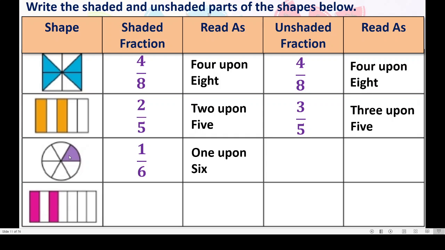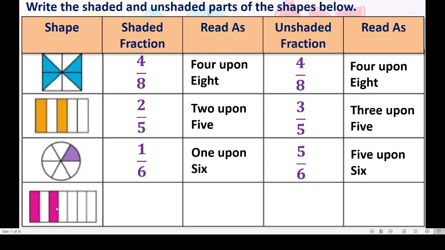And about the unshaded fraction, out of 6 only 1 is shaded, which means 5 are not shaded, or they are unshaded. So the answer is 5 upon 6, and read as 5 upon 6. Correct? Now the last figure.